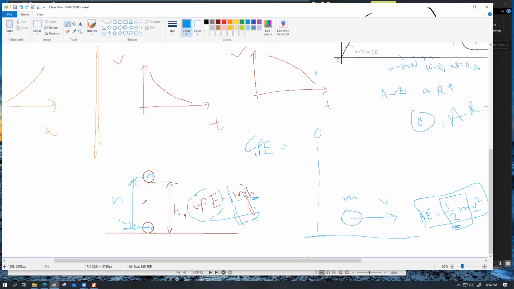So if you think in terms of the theoretical idea, would the person increase the atmosphere's temperature? The answer is yes. Would that temperature change be measurable? The answer is no.